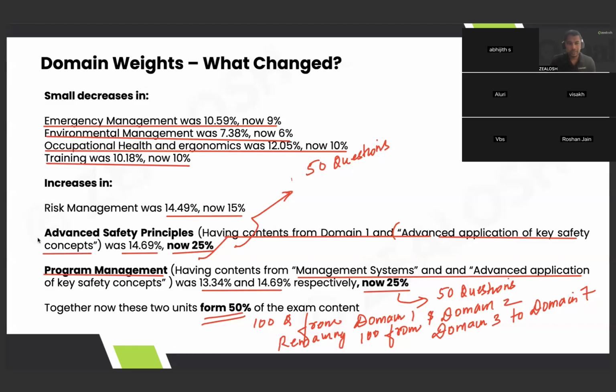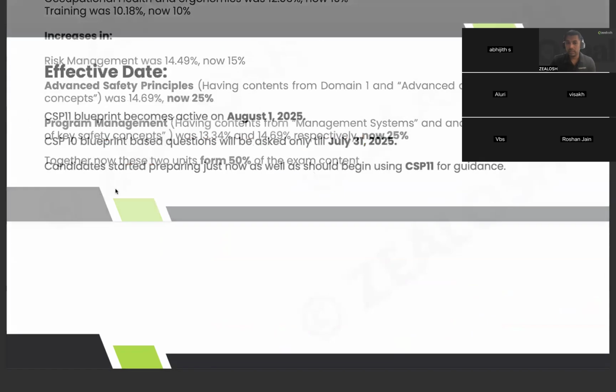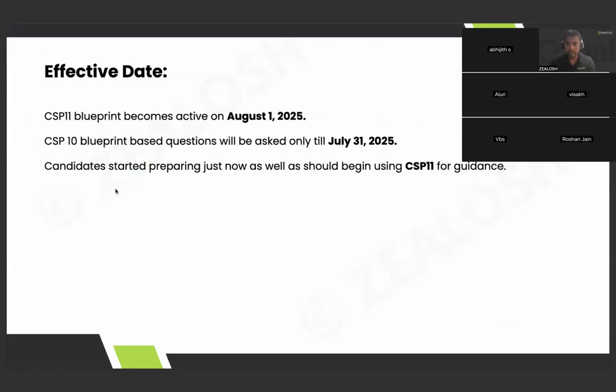Study all the units. I know there are people attending sessions from other trainers, attending this training. My only advice is, you should study all the units. The CSP 11 blueprint becomes active on the 1st of August, when new questions based on the 7 units will come. CSP 10 blueprint based questions will be asked only till July 31st.